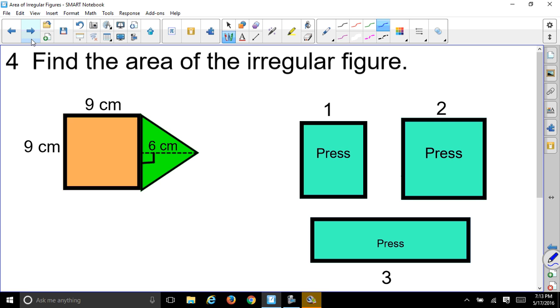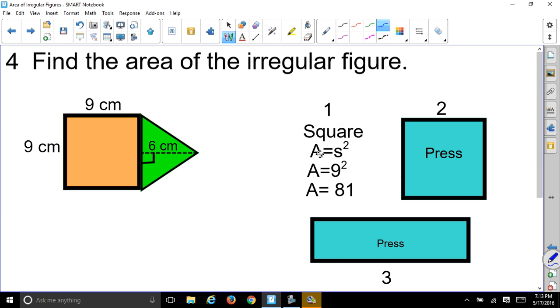So let's take a look at our first example. Find the area of the irregular figure. So here we have, it looks like a square because it's 9 centimeters by 9 centimeters, so we have to find that area. And here we have a triangle on its side, and here we have 6 centimeters. It looks like the height of the triangle. Alright, so first thing we should do, let's find the area of the square. Area formula for a square is side times side, so that'd be 9 times 9, or side squared, which is 81 square centimeters. So we found the area of the square.